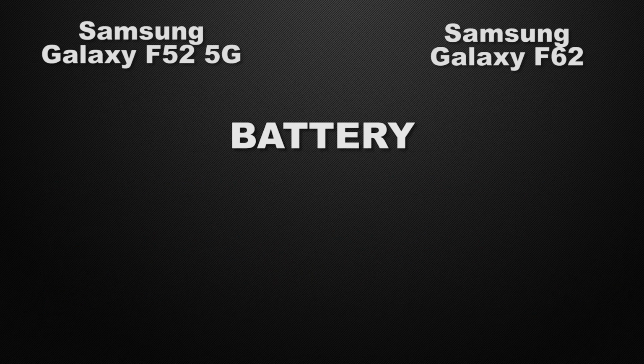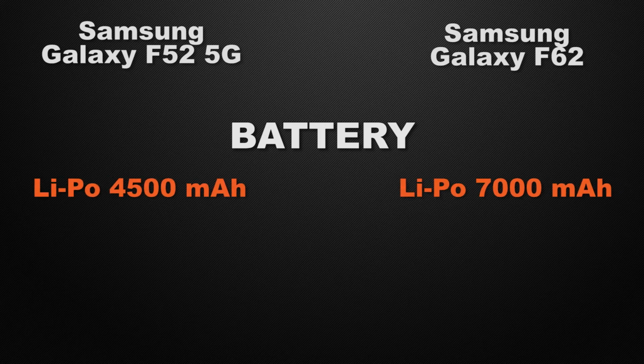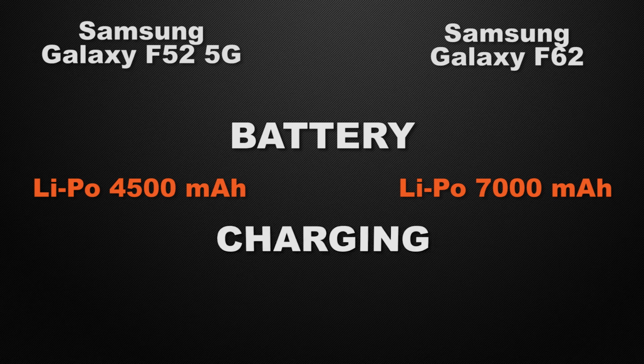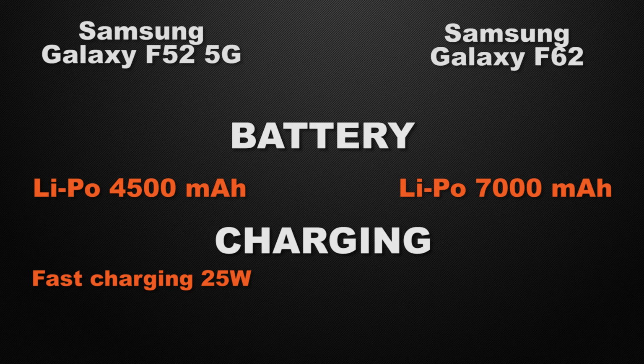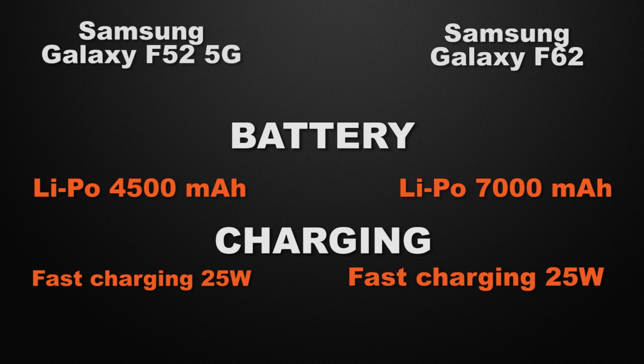Let's talk about the battery capacity of the devices. F52 has 4500 mAh of battery capacity, whereas F62 has a massive 7000 mAh. So the winner here is F62 because it has massive battery capacity. Let's talk about the charging speed. F52 has 25 watts of fast charging, whereas F62 has 25 watts of fast charging. So it's a tie because both devices have the same charging speed.